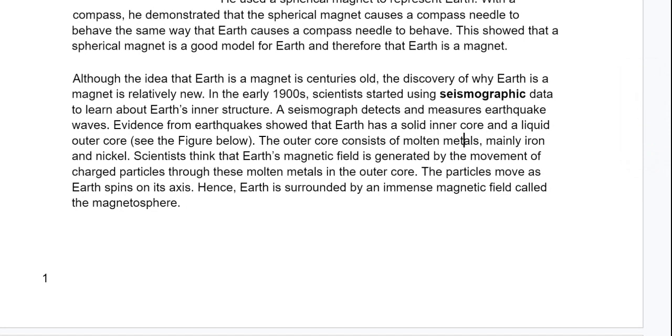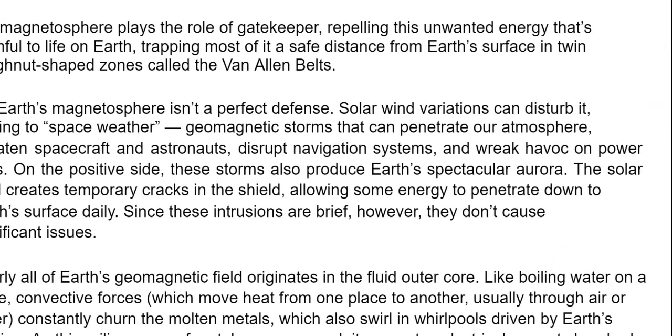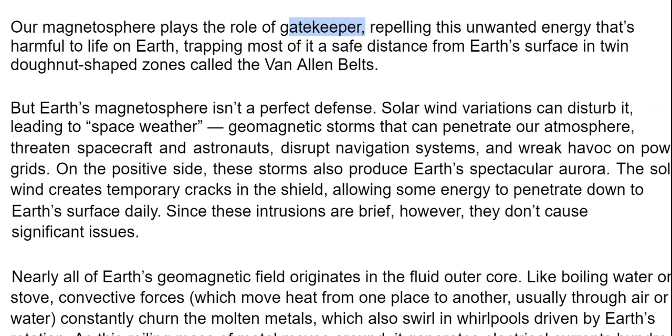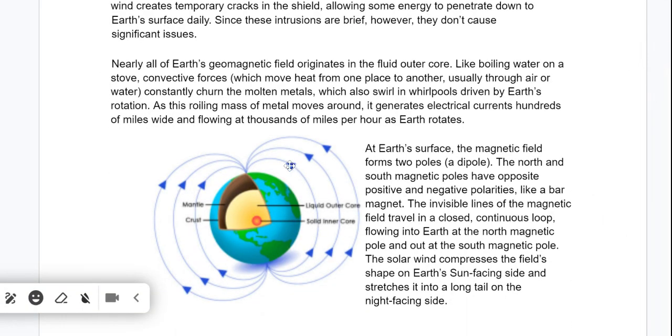Scientists think that Earth's magnetic field is generated by the movement of charged particles through these molten metals in the outer core. The particles move as the Earth spins on its axis. Hence, Earth is surrounded by an immense magnetic field called the magnetosphere. Get it? Our magnetosphere plays the role of a gatekeeper, repelling this unwanted energy that's harmful to Earth, trapping most of it a safe distance from Earth's surface in twin donut-shaped zones called the Van Allen belts. These zones are called the belts, like these lines that you may see.